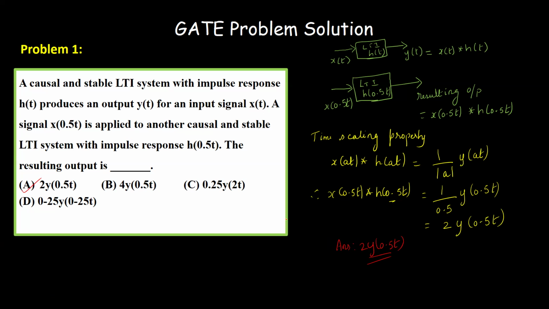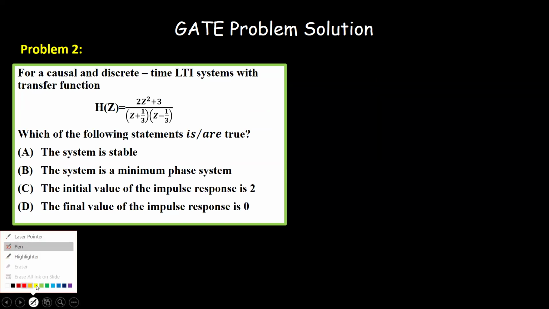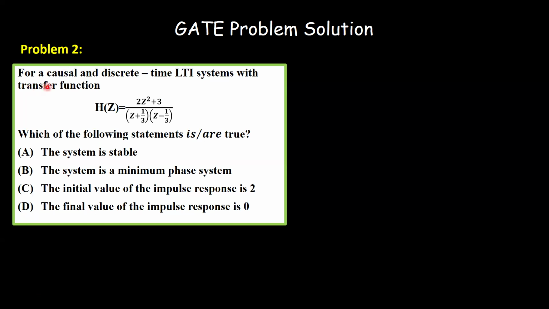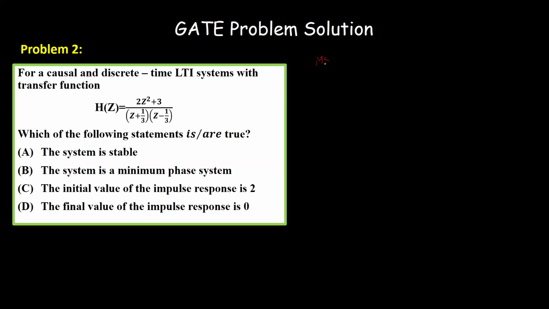Okay, so let me move to the next problem. What is the next problem? It is taken from the Z transform. For a causal and discrete time LTI system with transfer function h of z given, which of the following statements is or are true? The keyword here is "are true", which means there may be multiple correct answers. Multiple correct options, so it is an MSQ type of question, that is a multiple select question. More than one option can be correct.